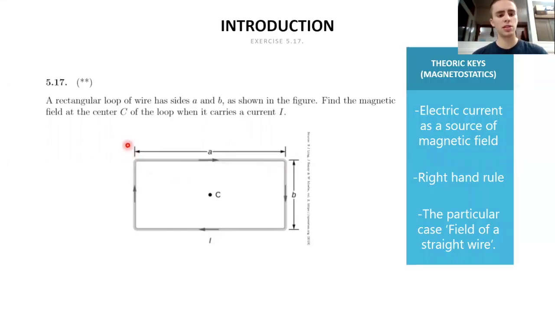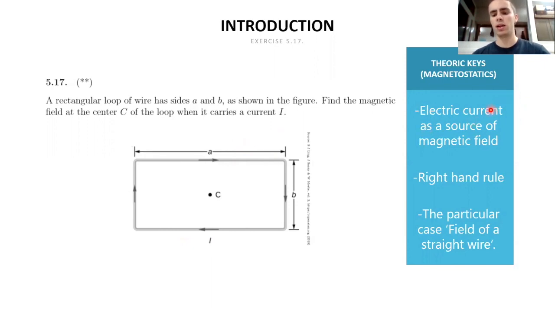Here we have the exercise and it says the following. A rectangular loop of wire has sides A and B, so we have to compute the magnetic field at center C when it carries a current I. Here we have the figure, and very quickly some theory keys we have to consider and we'll use during the execution part are these ones.